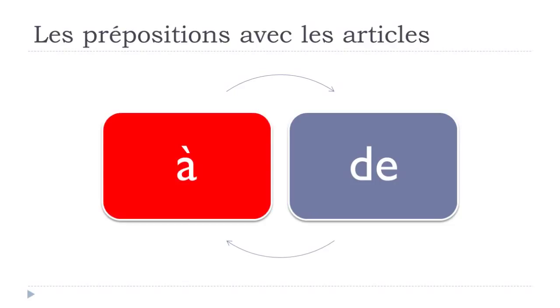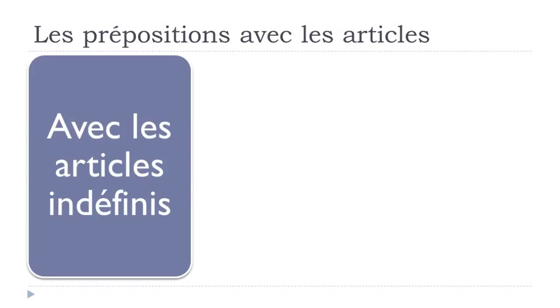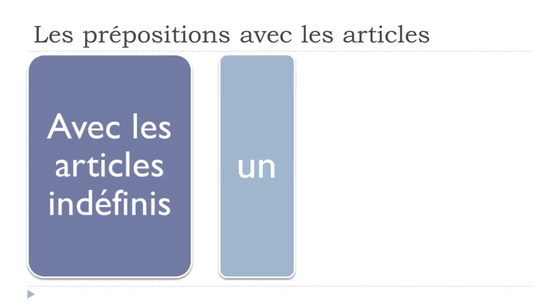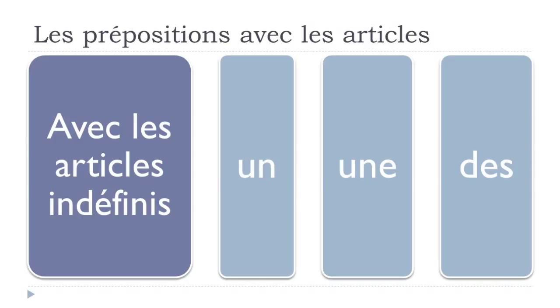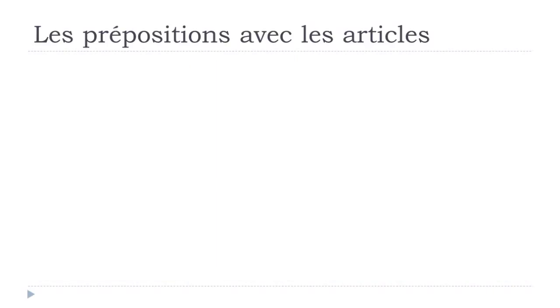So the first one that we will discover together will be à, and so we'll see avec les articles indéfinis. So remember, les articles indéfinis would be translated in English as a something, but in French we've got the difference between the masculine form, un, the feminine form, une, and the plural form, des. So let's see now.